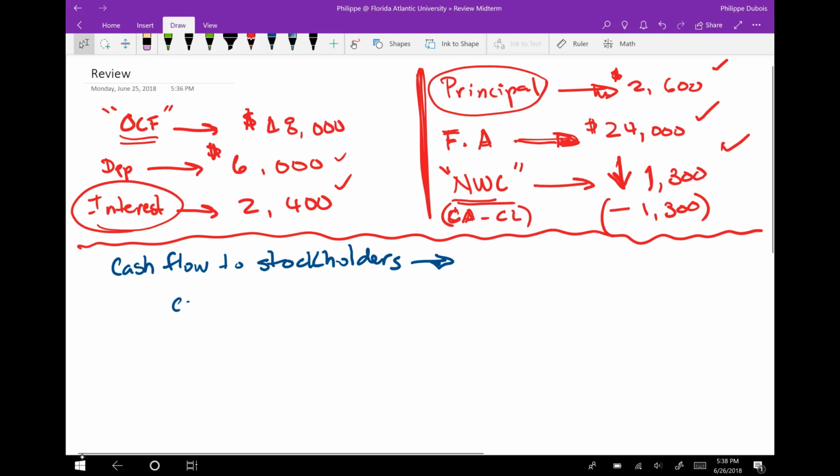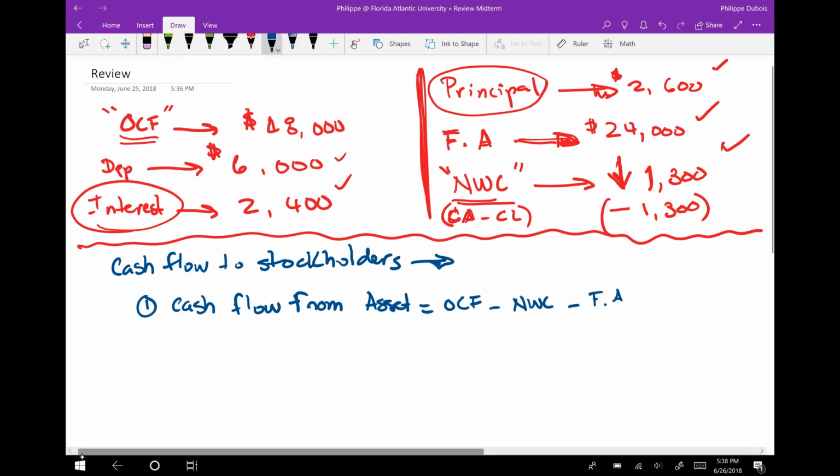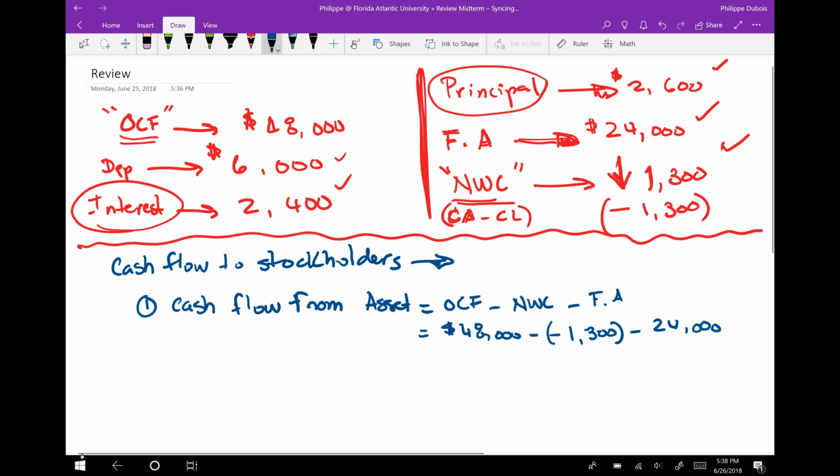So this problem has three parts in it. The first step, you want to calculate the cash flow from asset. Okay, and then your cash flow from asset is simply your OCF, operating cash flow, minus your net working capital, minus the amount of money you spent on fixed asset. This is simply $48,000 minus your net working capital, which was a decrease by $1,300, minus the amount of money you spent on your fixed asset. All right, so let's do this on the calculator.